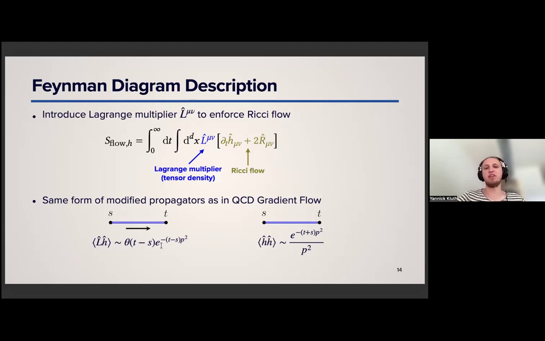And very similarly, we also get for the graviton propagator an exponential damping function as well. So we have some sort of exponential that depends on both s and t and leads to the propagator being exponentially suppressed if the vertices are at finite flow times.